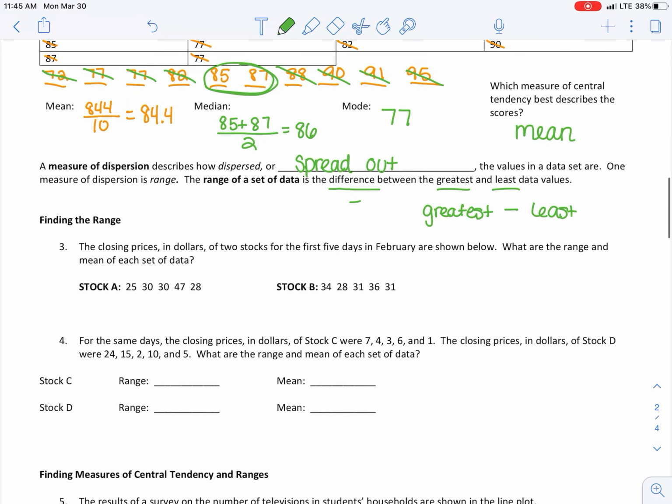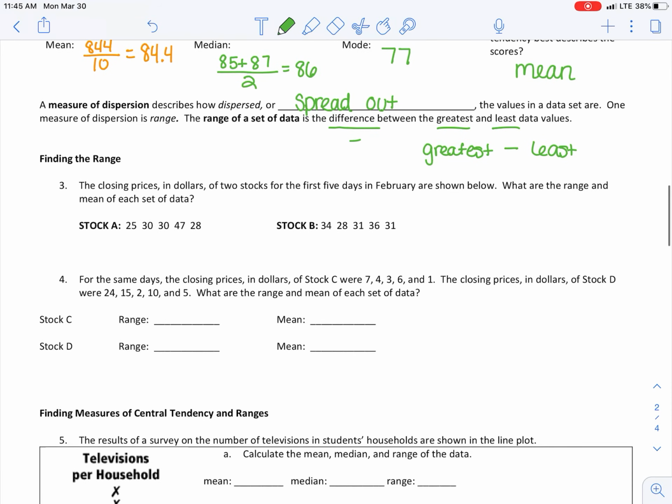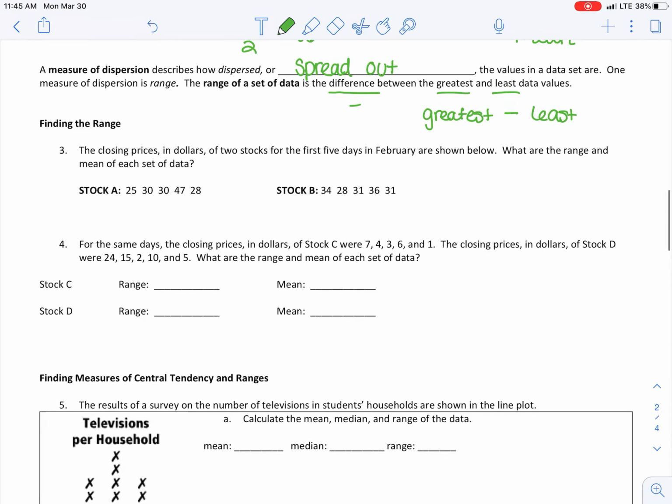So if we look at number 3, it says the closing price in dollars of 2 stocks for the first 5 days in February are shown. What is the range and mean of each data set. So we're going to say range and the mean. Okay, range, again, we just talked about it, is our greatest minus our least.